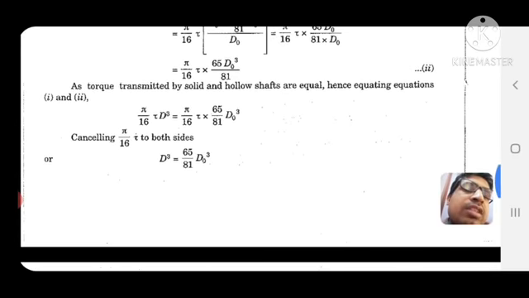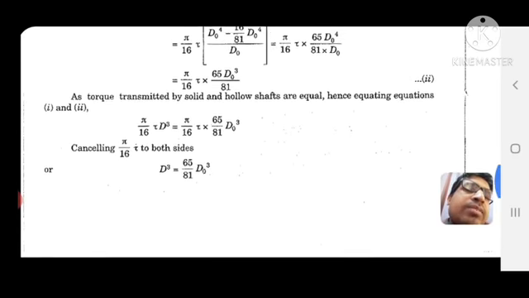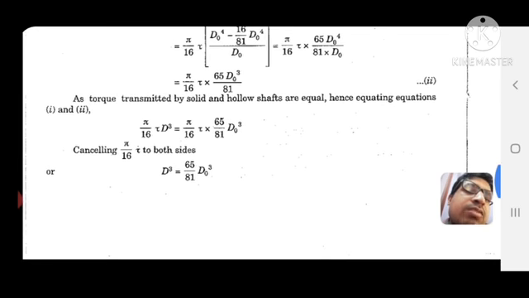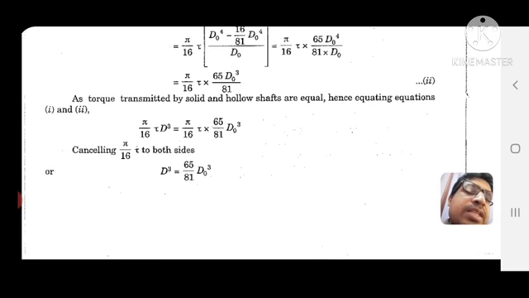As the torque transmitted by the solid and hollow shaft are equal, equating equation 1 and 2, pi by 16 tau into D cube is equal to pi by 16 tau into 65 by 81 D0 cube. Cancelling pi by 16 tau on both sides, D cube is equal to 65 by 81 D0 cube.